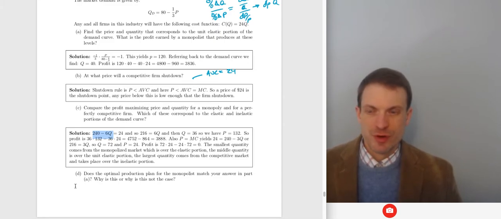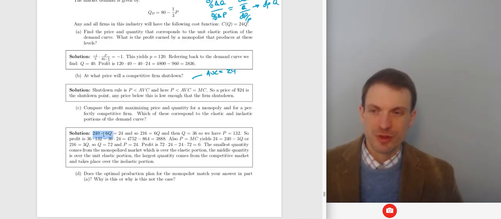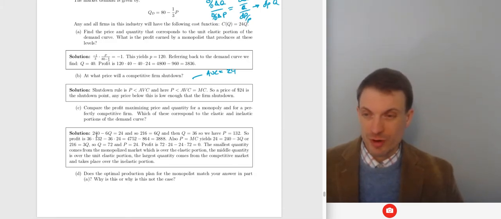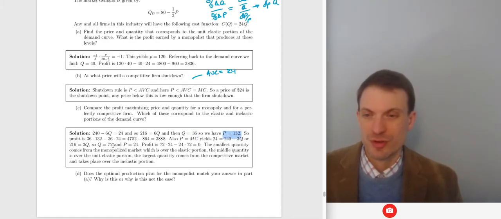Here I have 240 minus 6Q. Why? Well, if the inverse demand is 240 minus 3Q, marginal revenue has the same vertical intercept and twice the slope, so that'll be 240 minus 6Q equal to marginal cost of 24, which we know because the derivative of the total cost is 24. So then solving, we find the monopoly quantity would be 36, the monopoly price would be 132, so then profits are 388.88.